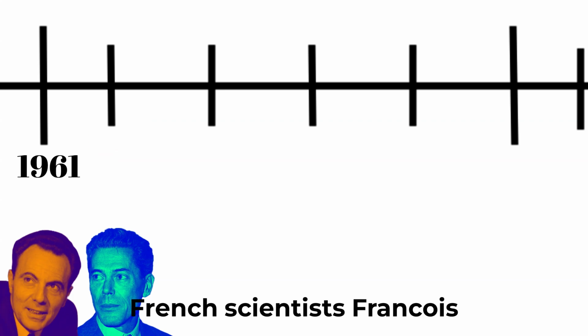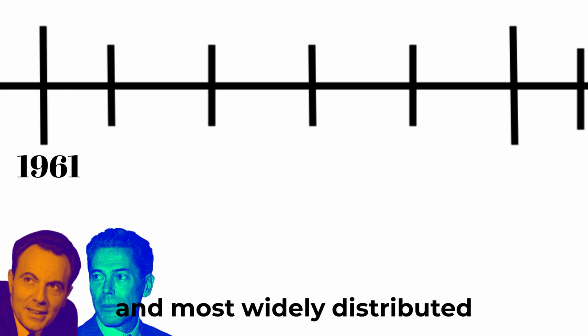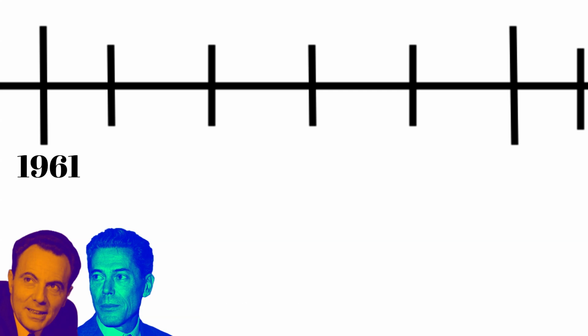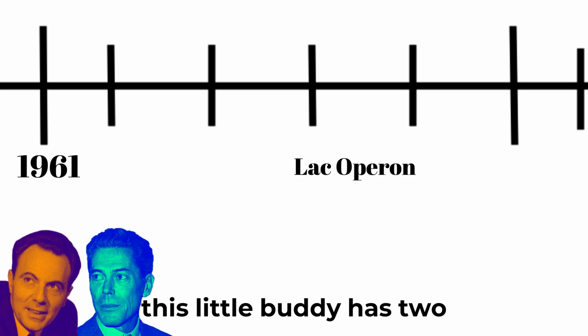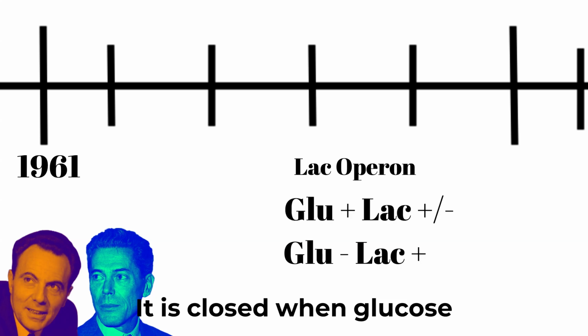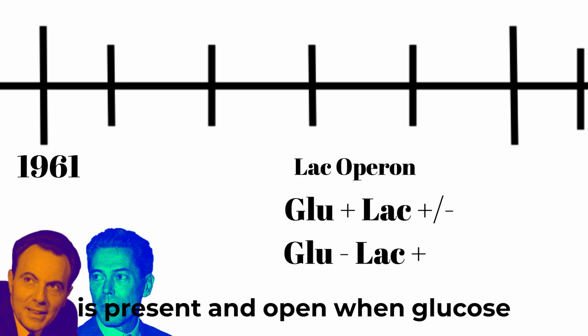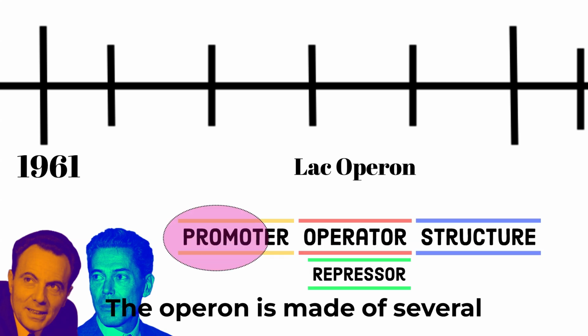These command posts were the center of research for the 50s and 60s, when in 1961, French scientists François Jacob and Jacques Monod discovered one of the first and most widely distributed regulators, the lac operon. Short for lactose operon, this little buddy has two states it can be in, open or closed. It is closed when glucose is present and open when glucose is not present, but lactose is. The operon is made of several regions.